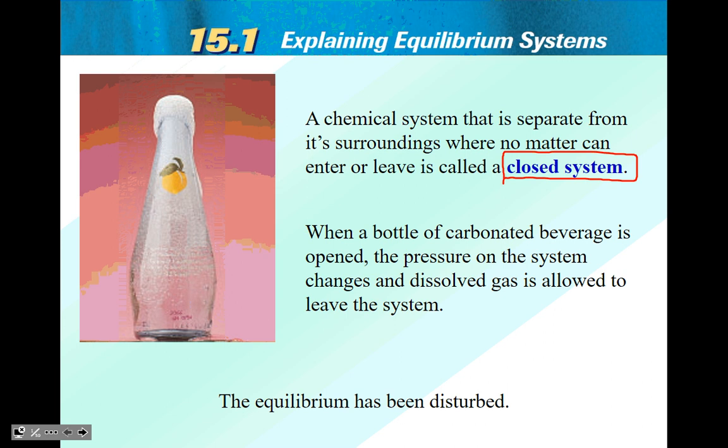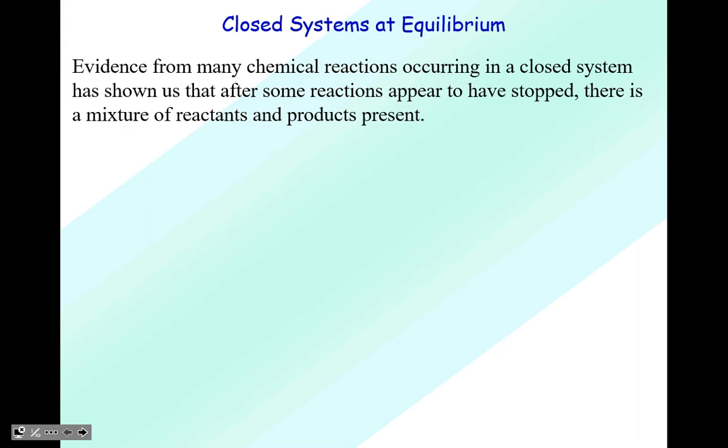When a bottle of carbonated beverage, as an example, is opened, the pressure on the system changes and the dissolved gas is allowed to leave the system. When this bottle is closed, it's a closed system. The moment you open it up, it's an open system and equilibrium has been disturbed. So what is equilibrium? We're going to take a look at that.